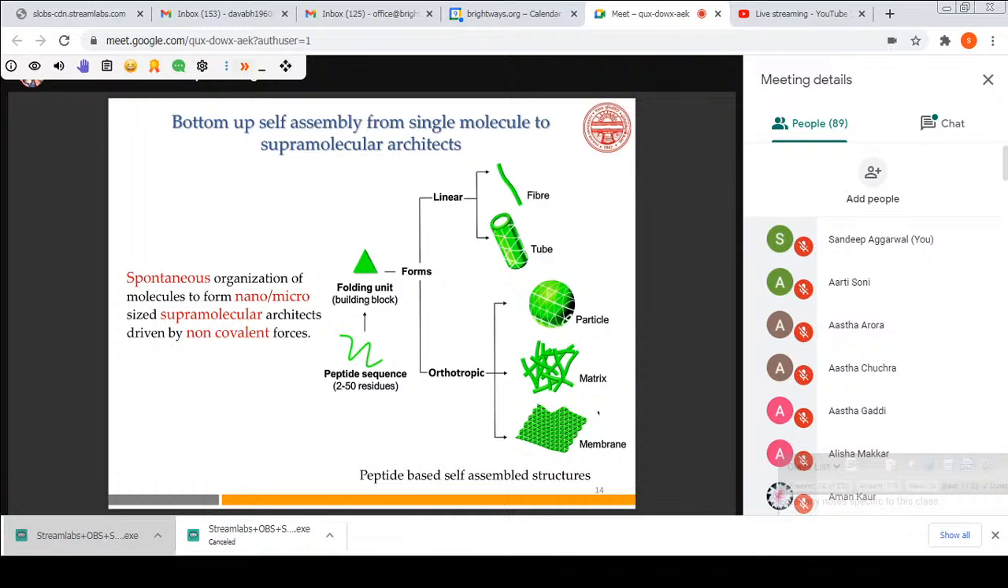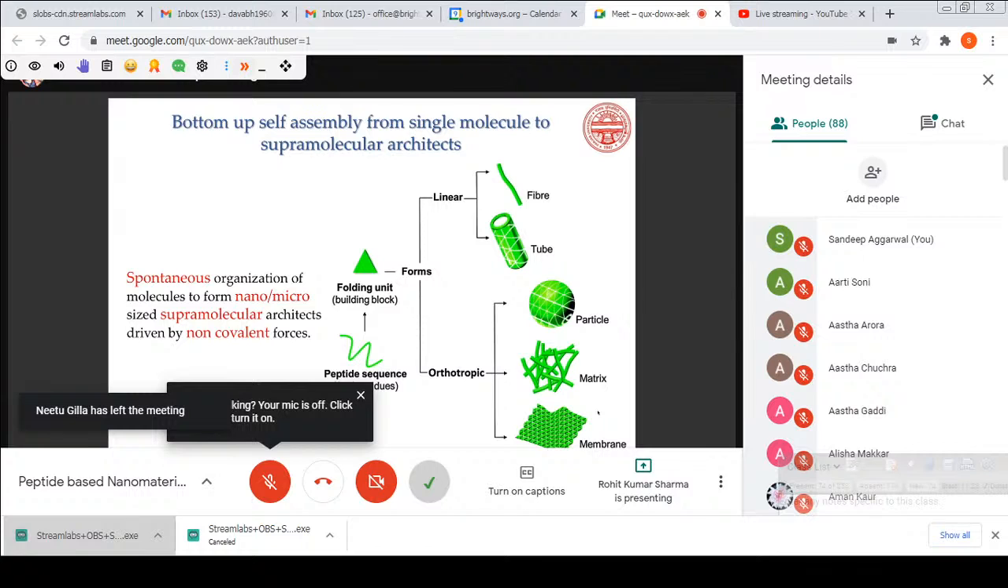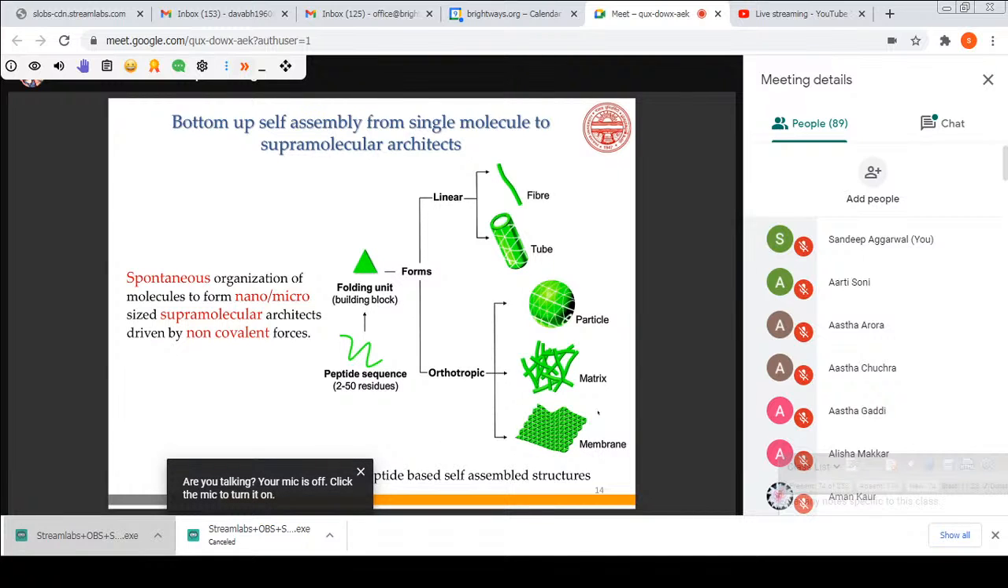So we are mainly focusing upon small peptides or small amino acids, and we have tried to make self-assembled structures out of this. It's a very new topic. There are very few reports available on these type of topic, and it is about 10 to 15 years old field, and there are a lot of opportunities which are there in this field also in future.